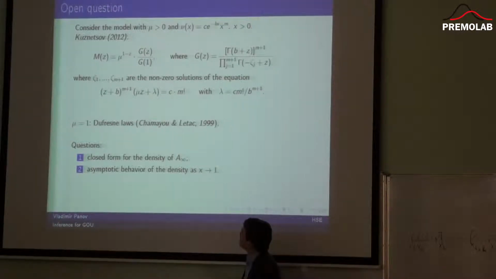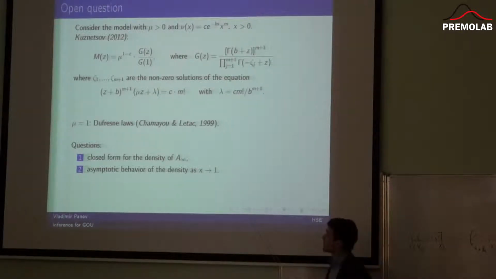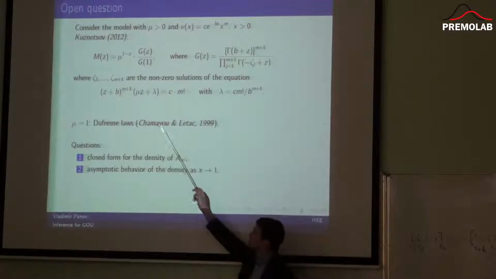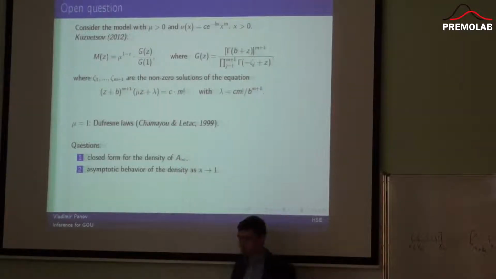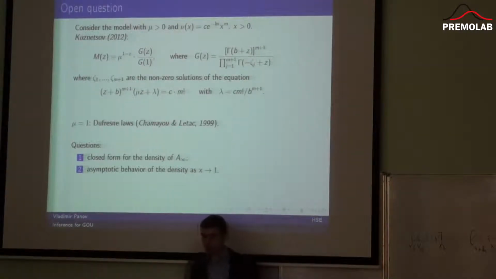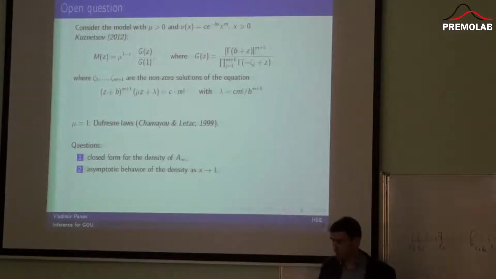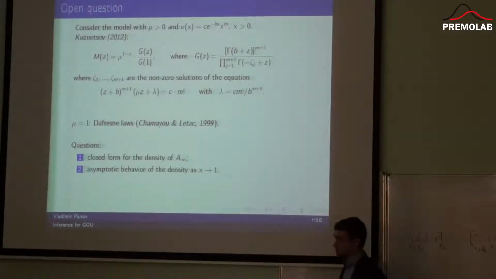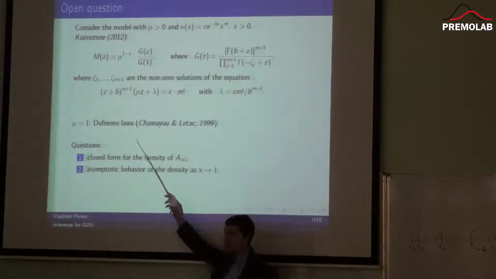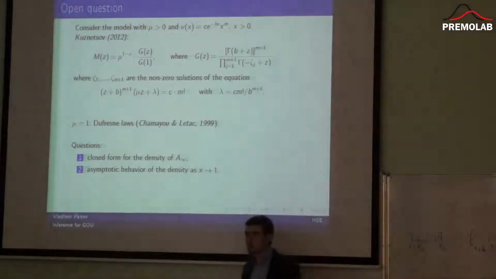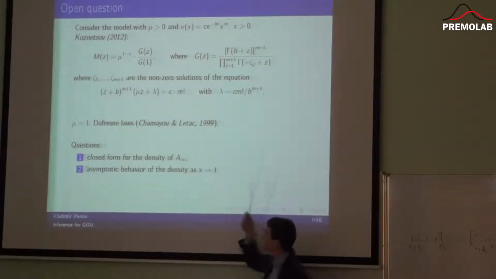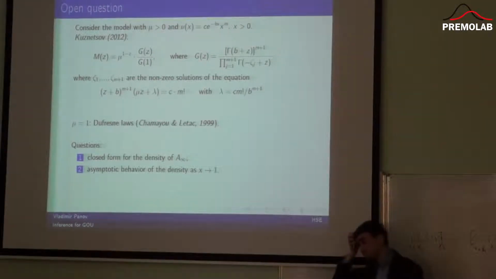So we know all about the Mellin transform. These zetas are explicitly known. These are the non-zero solutions of the following equation. And what was a surprise for us is that this family of distributions is already known in the literature, and they are called Dufresne laws. It appeared in the paper by Chamayou and Letac in 1999.